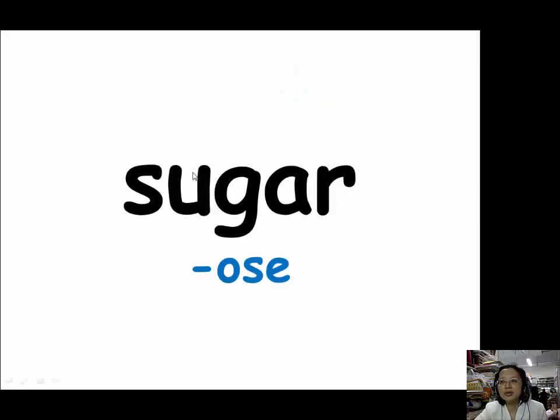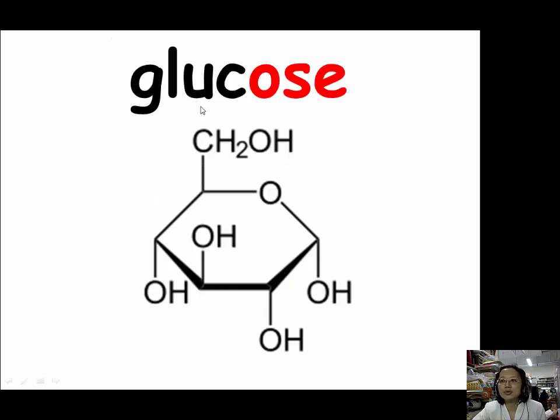When we want to talk about sugar, we have this prefix, OSE, O-S-E. And our example is glucose. This is the structure of glucose. Glucose is a simple monosaccharide with a molecular formula of C6H12O6. It is the principal source of energy for cellular metabolism.